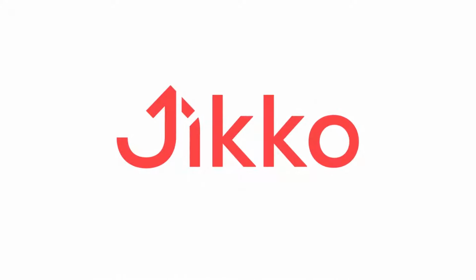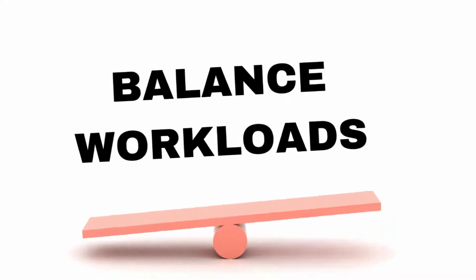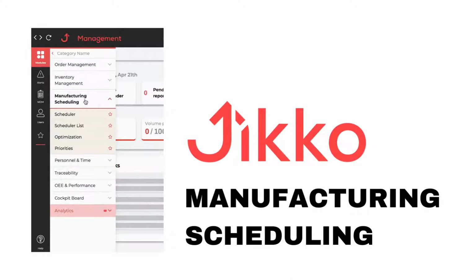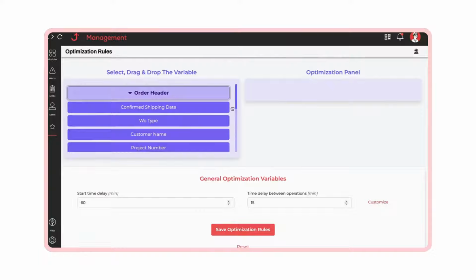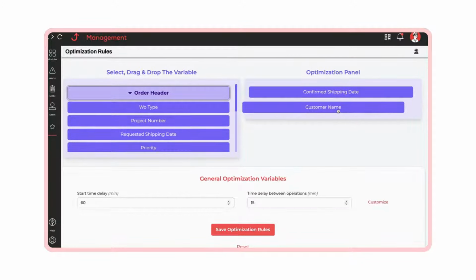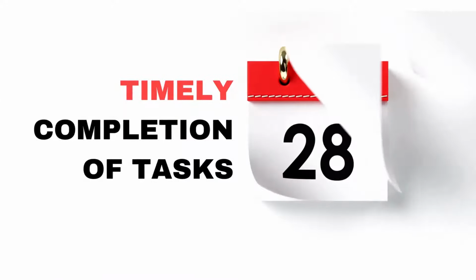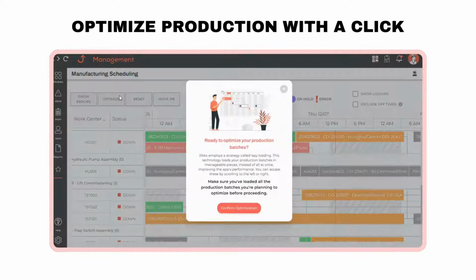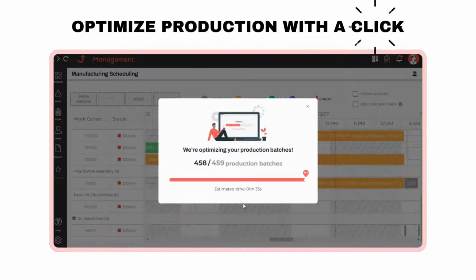With JIKKO, effortlessly balance workloads, prioritize orders, and minimize idle time, ensuring maximum efficiency and productivity in your manufacturing operations. Our manufacturing scheduling functionality enables you to adjust work schedules according to diverse variables, ensuring timely completion of tasks. From our intuitive interface, optimize production planning with complete flexibility at the click of a button.